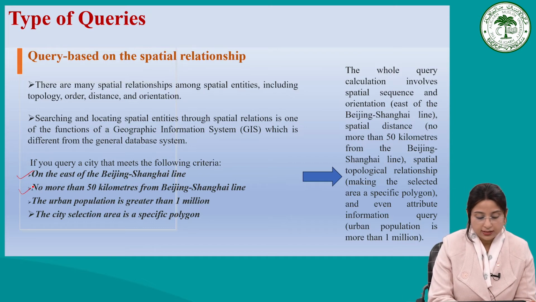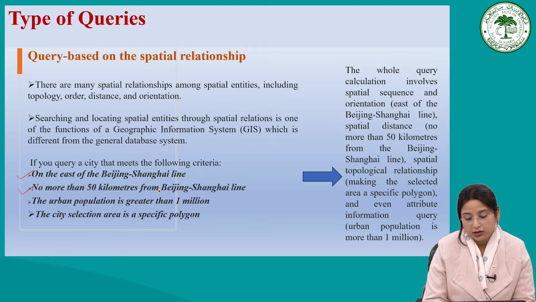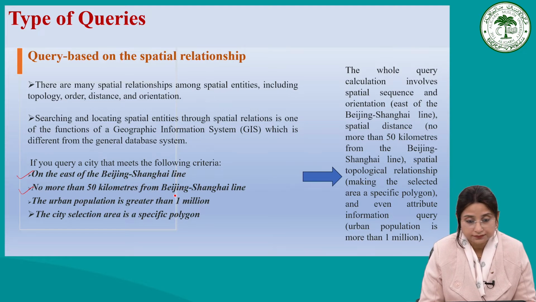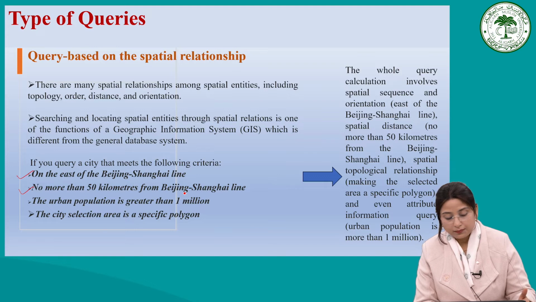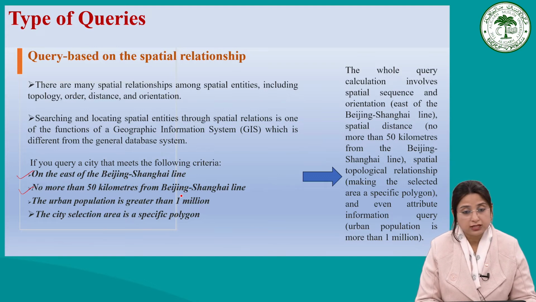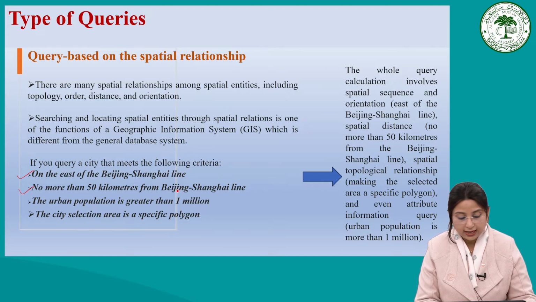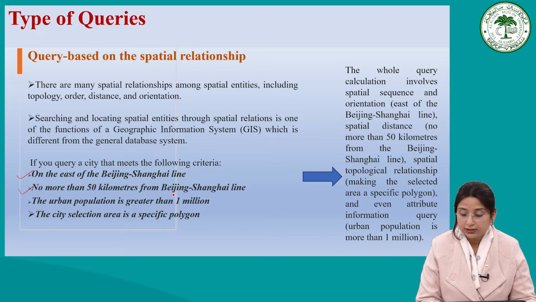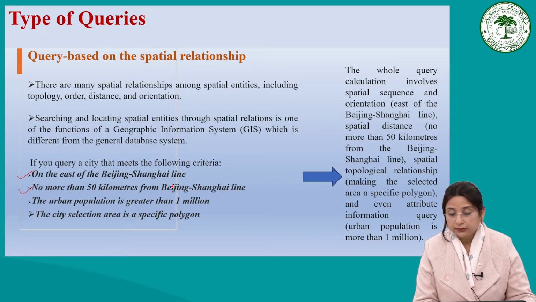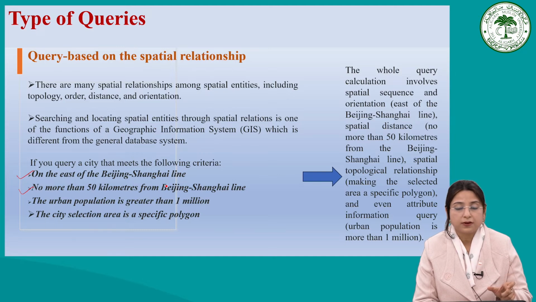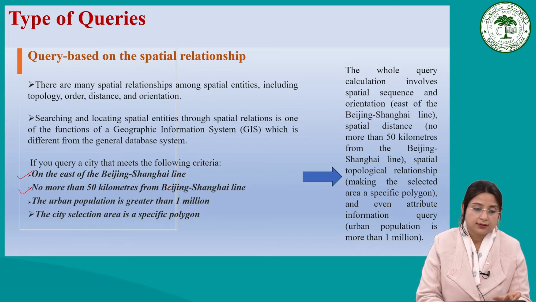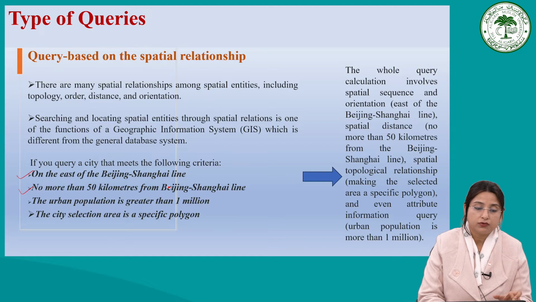Another example we can take, no more than 50 kilometers from Beijing. That is the Shanghai line, 50 kilometers. So in the previous one we were talking about the spatial aspect of orientation, and here we are talking about no more than 50 kilometers, which means we are talking about the spatial distance. So the distance aspect of spatial relationship is taken here. The relationship we have to include, we have to name the city.